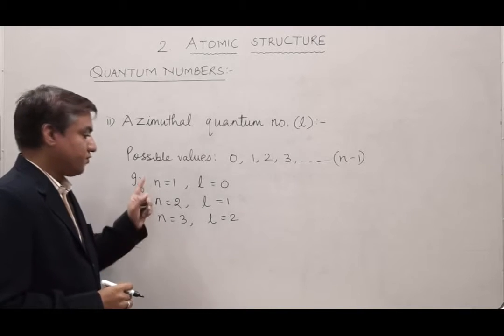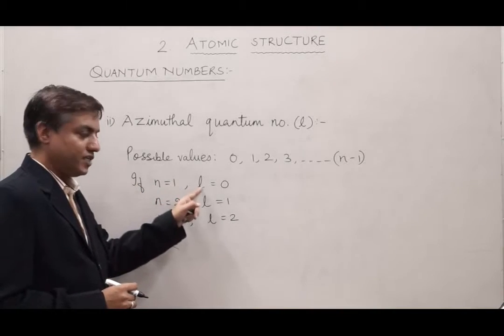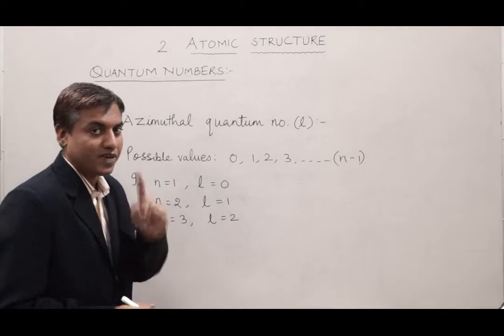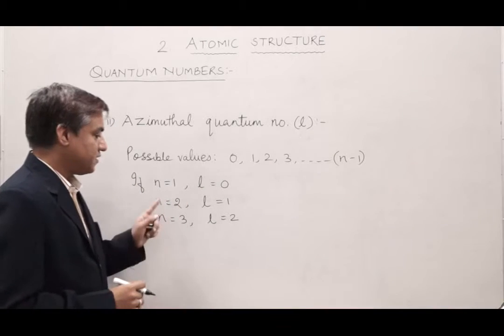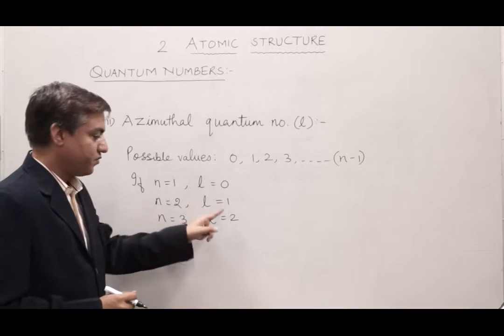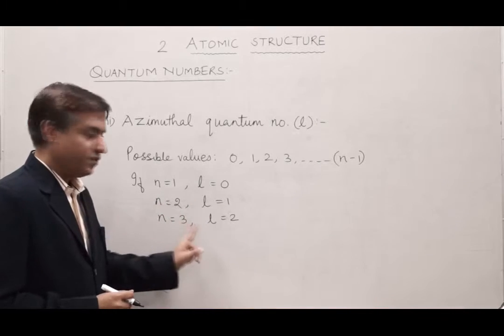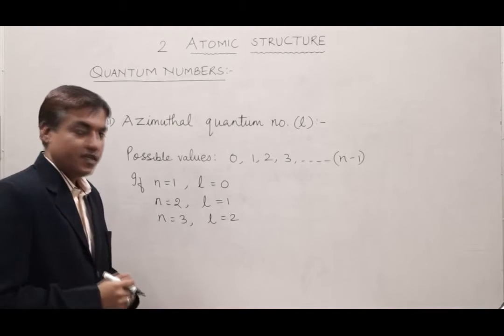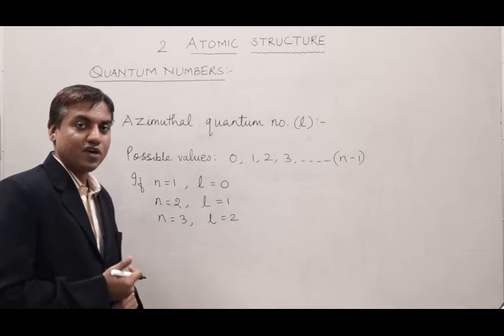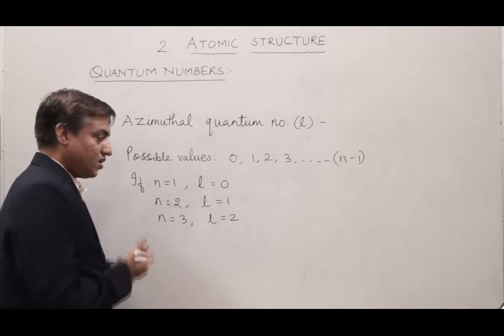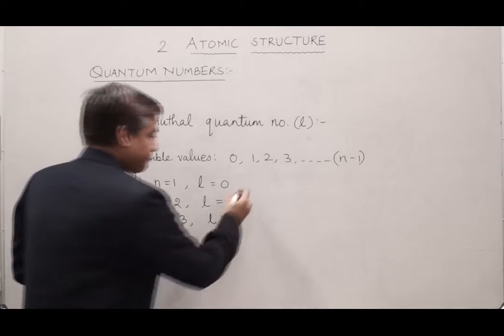Okay, now for n equal to 1, l is equal to 0. So what I told you is that the value of l will be 1 less than the principal quantum number. Similarly, for n equal to 2, l will be 1, and for n equal to 3, l will be 2. Now children, for every value of l, there is a notation that we call orbitals. Now what are the notations?